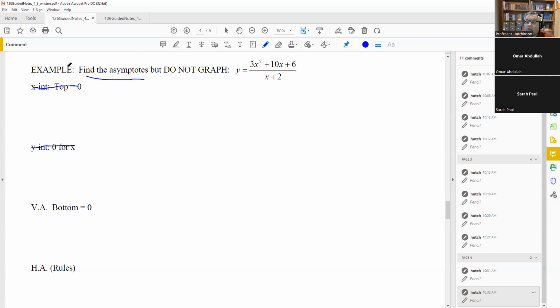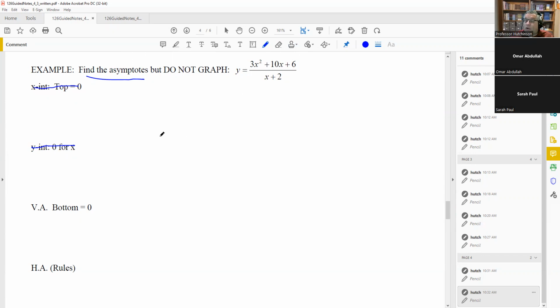If it was a case where you wanted to find X-intercept, Y-intercept, you'd have to factor this on top, but I believe this is one that cannot be factored. You multiply 3 times 6, it's 18. And factors of 18 that add up to 10, you're not going to find that, which means you'd have to use quadratic or something like that. You're not going to have that kind of question in here, so that's why we're not going to bother finding the intercepts in this case. We're just going to find the asymptotes only.